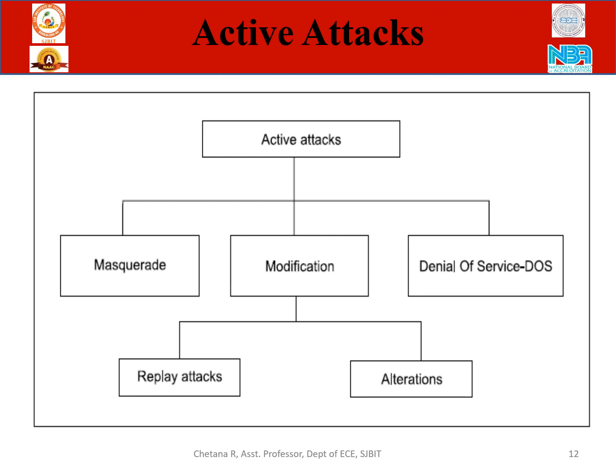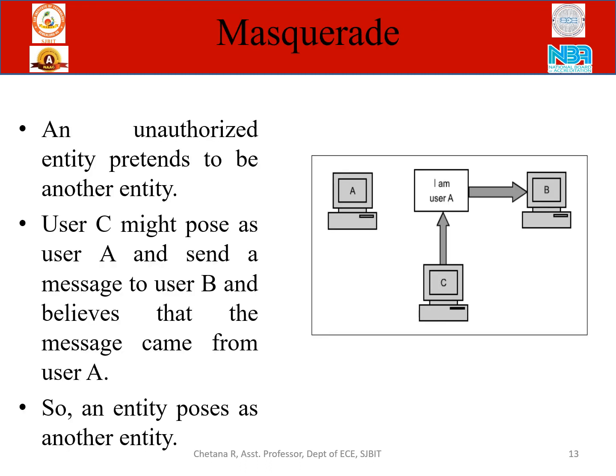So this is how the diagram with respect to active attacks looks. You have three active attacks: masquerade, modification, and denial of service, of which modification is further classified as alteration of message and replay attacks. So this diagram completely gives the picture of active attacks.